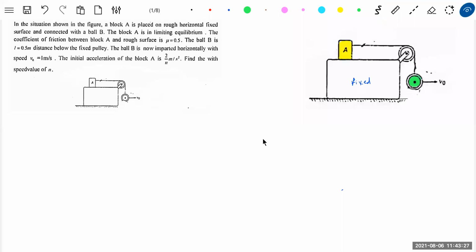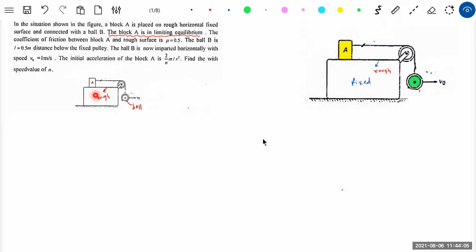Okay, let me read it. In the figure, block A is placed on a rough, horizontal, fixed surface and connected with a ball B. This surface is rough, and it is connected with the ball by a string. The block A is in limiting equilibrium. I think this word we are going to underline. The coefficient of friction between the block A and the rough surface is 0.5.